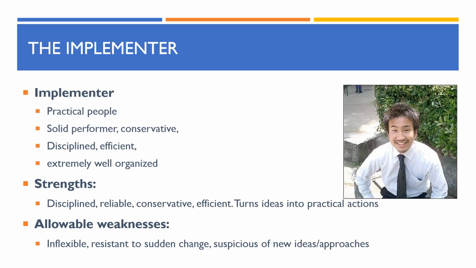The implementers are the practical people on a team. They're the ones who make things happen, by turning the group's ideas into plans and actions. Implementers are the go-to people when you want to make sure something gets done. Typically, they're conservative, disciplined, efficient, and extremely well organized, and turn ideas into practical actions. However, this discipline and conservatism can sometimes make them inflexible, resistant to change and suspicious of new ideas.